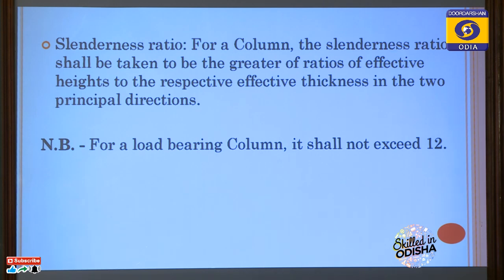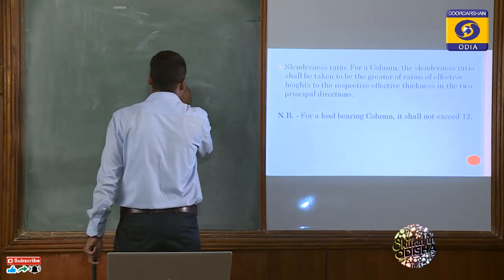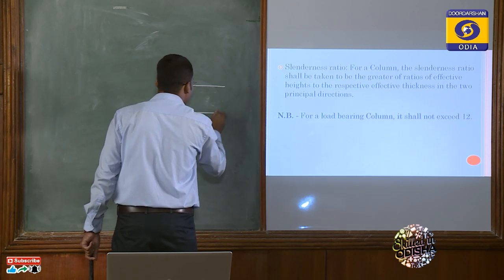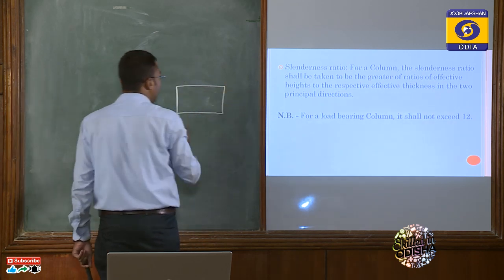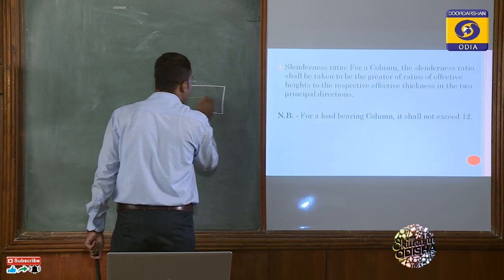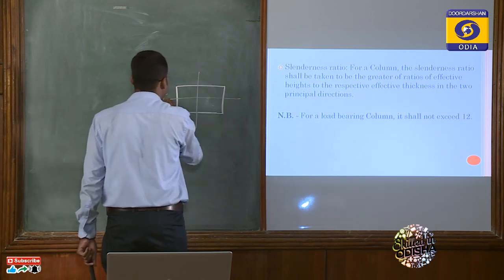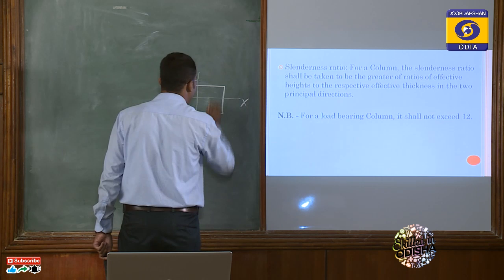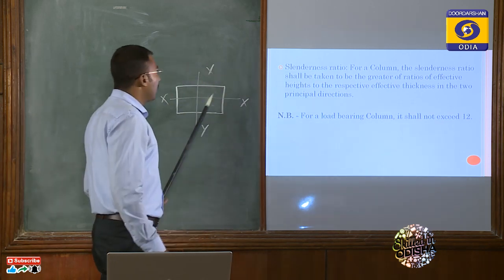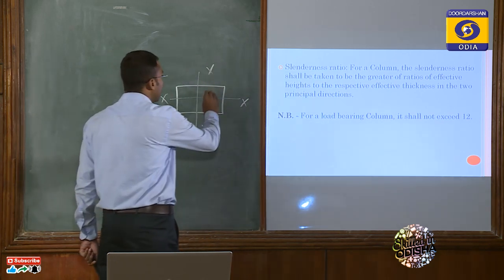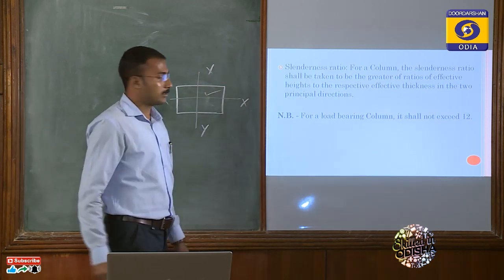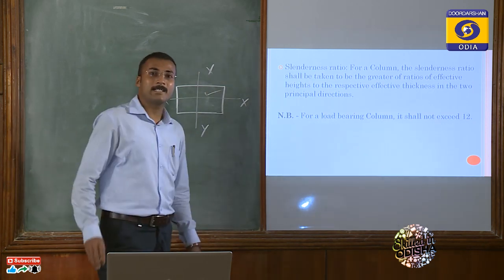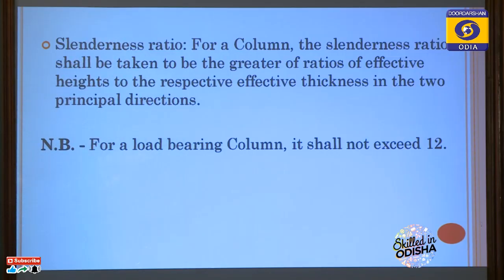We should know what the two principal directions are. If this is a rectangular column, it will have two principal directions, that means x and y. We have to calculate the slenderness ratio with respect to both principal axes, and the maximum of those slenderness ratios will be the slenderness ratio of the column. And for a load bearing column, this slenderness ratio should not exceed 12.